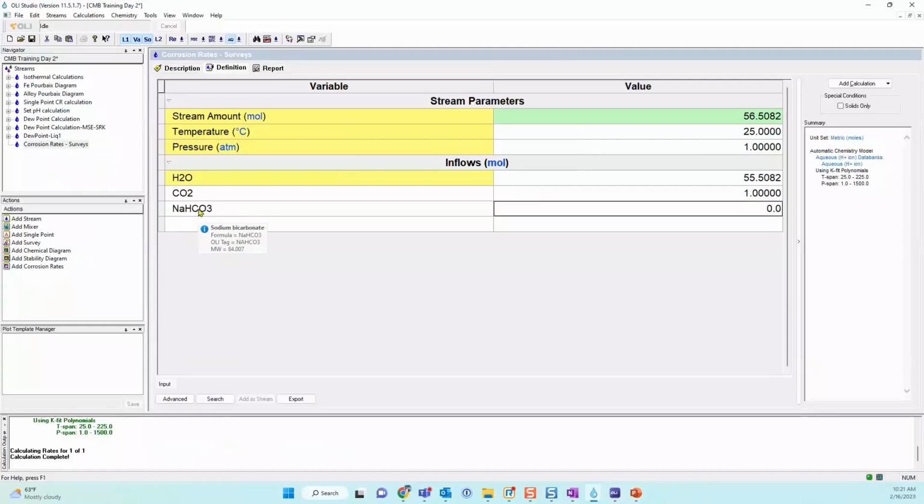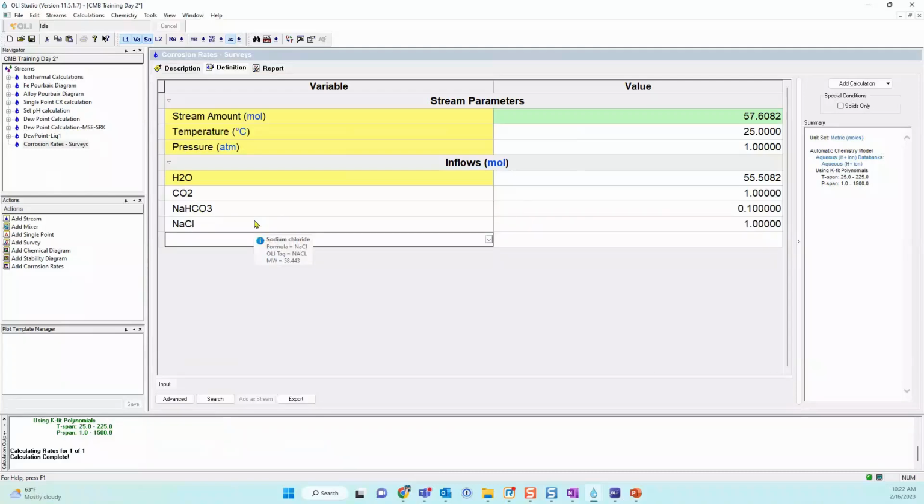So it's a buffer, it helps us keep the pH more or less at the value that we want. This is usually used in autoclave charging. And then we have sodium chloride, 1 molar. So we have a 1 molar solution of sodium chloride with sodium bicarbonate and CO2.